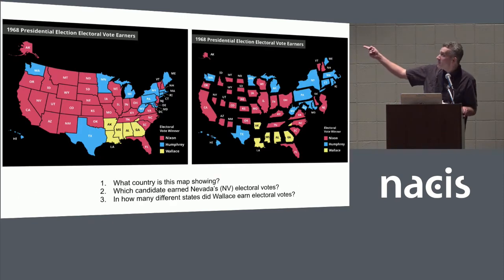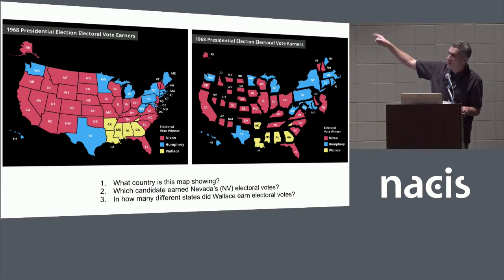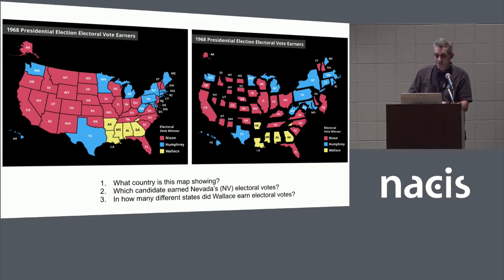These were the two maps. This is the 1968 presidential election. You've got a standard map on the left, cartogram on the right. The three questions: what country is the map showing? What candidate earned Nevada's electoral votes? And in how many different states did Wallace earn electoral votes?